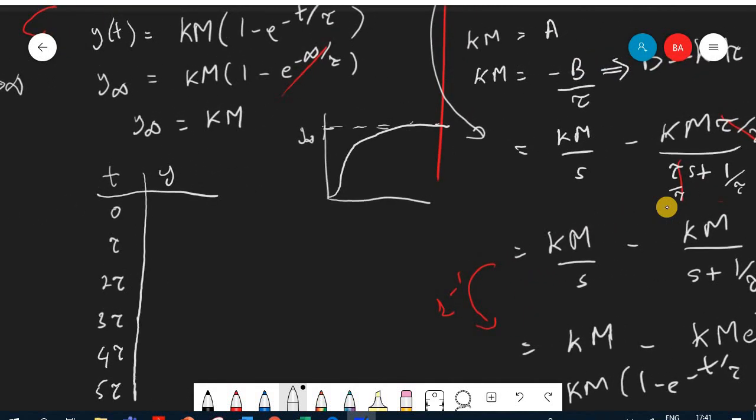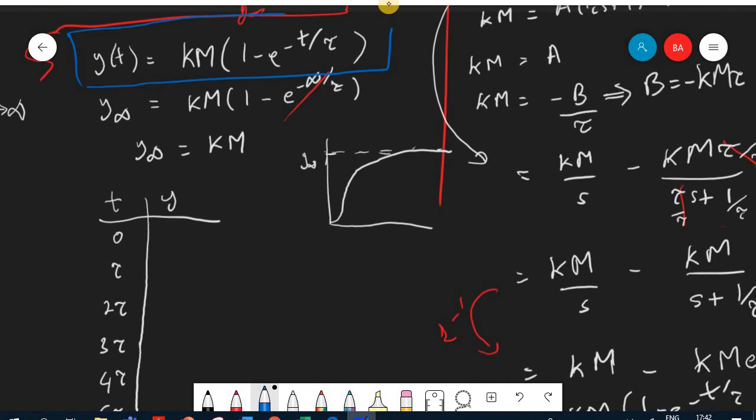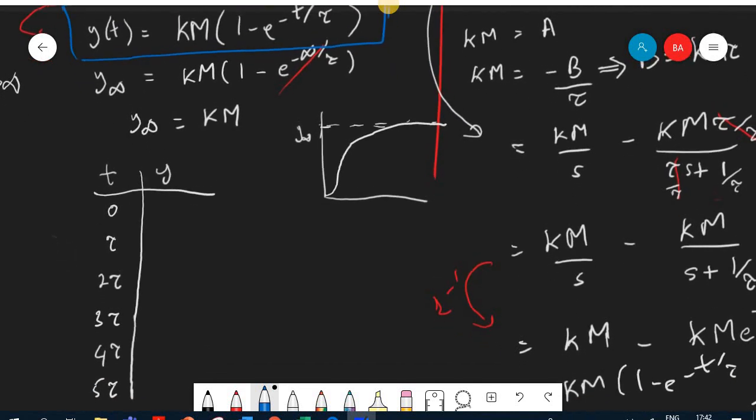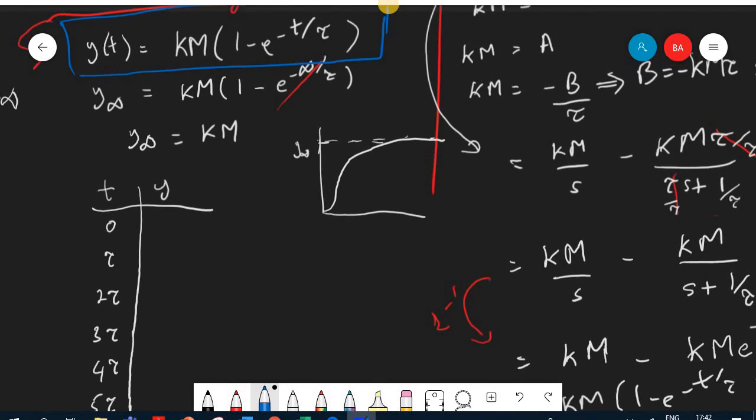I already have my equation here: y of t is equal to km times 1 minus e to the power minus t over tau. If you substitute 0, this will be e to the power minus 0. Anything to the power 0 is 1, so that is 1 minus 1, which is 0. So at time 0, y is 0. It makes sense, of course: nothing happened, y did not change.